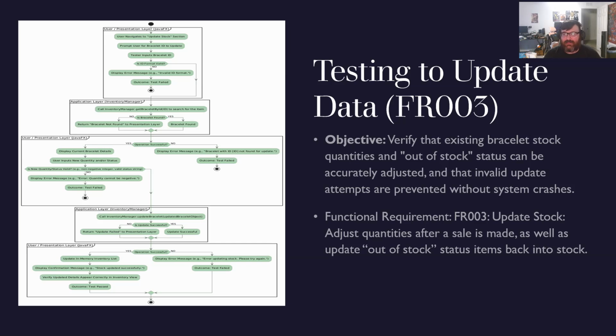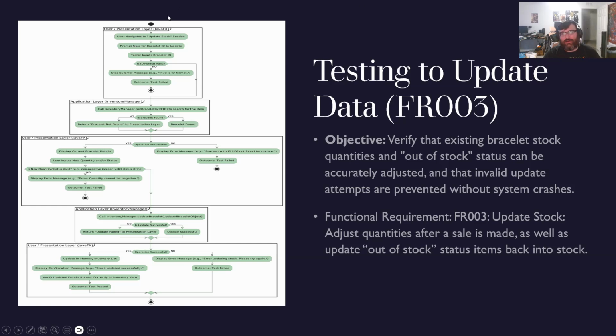And for the test, we're going to want to verify that existing bracelets and quantities can be updated to the proper amount, and cannot be negative numbers. I'll get to that shortly. We want to make sure they're properly displaying as in stock or out of stock, and that any attempts to update any bracelets are going to be successful without any system crashes. This is fulfilling the functional requirement FR003.